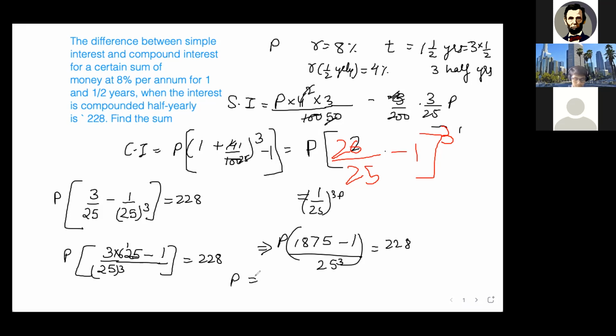So P is equal to 228 into 25 into 25 into 25, which is 625 into 25. We did this just now, so you can copy from there. And this is 1874. Okay. This is coming out to be 22. Say we'll do 2 1s are 2, 2 1s are 2, 2 4s are 8, 2 9s are 18, 2 3s are 6, 2 7s are 14.